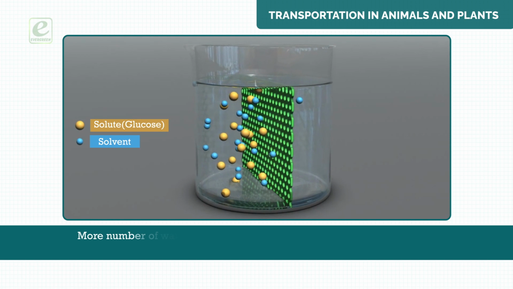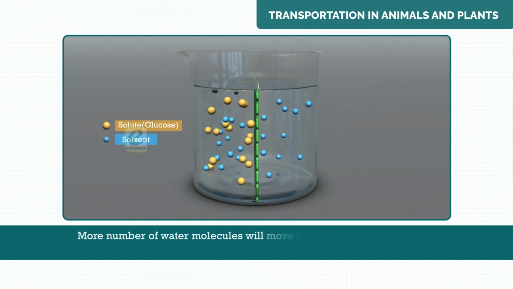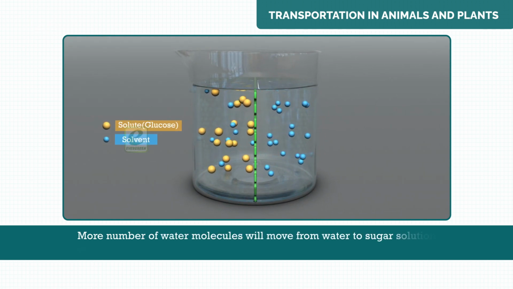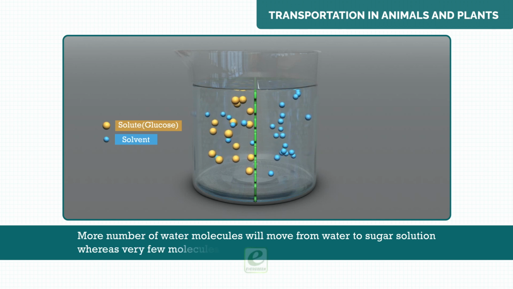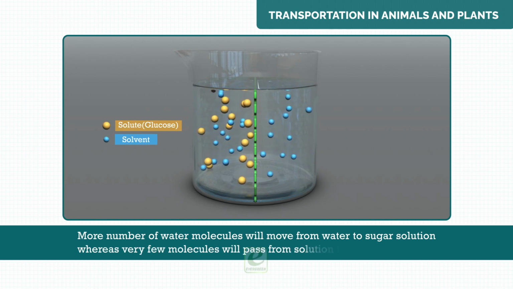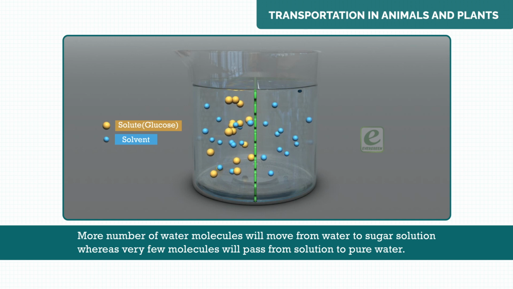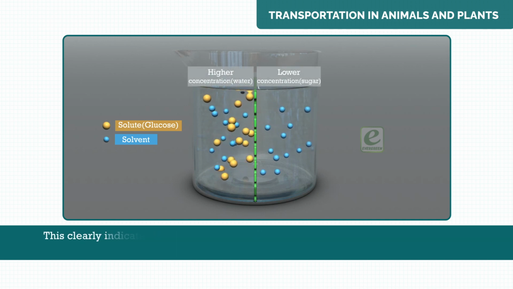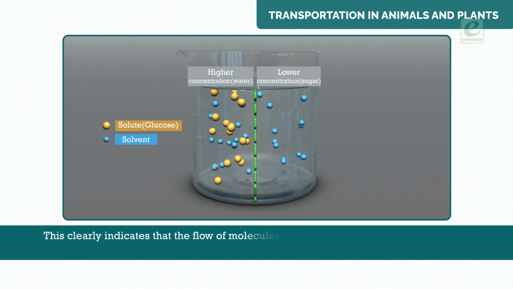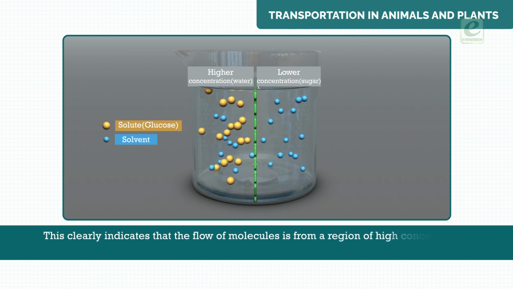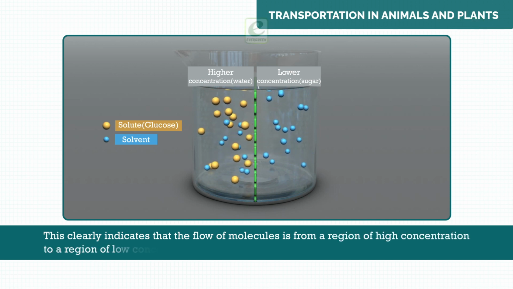More water molecules will move from water to sugar solution, whereas very few molecules will pass from solution to pure water. This clearly indicates that the flow of molecules is from a region of high concentration to a region of low concentration.